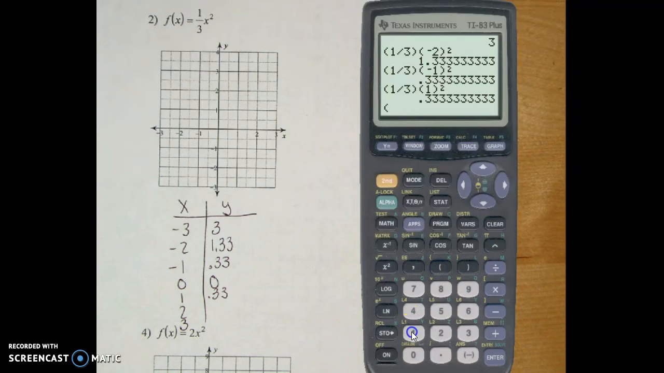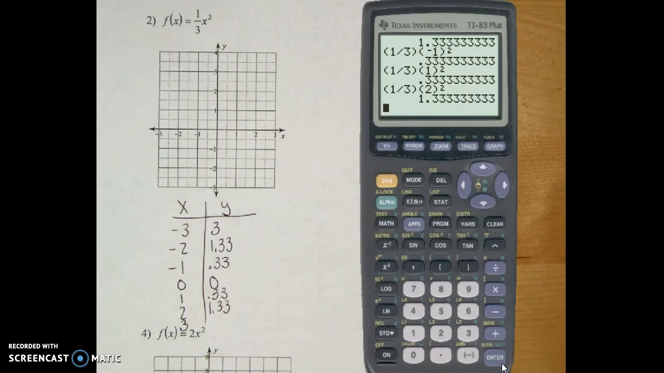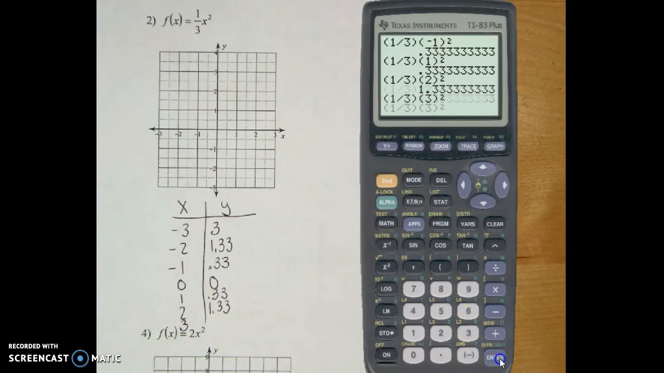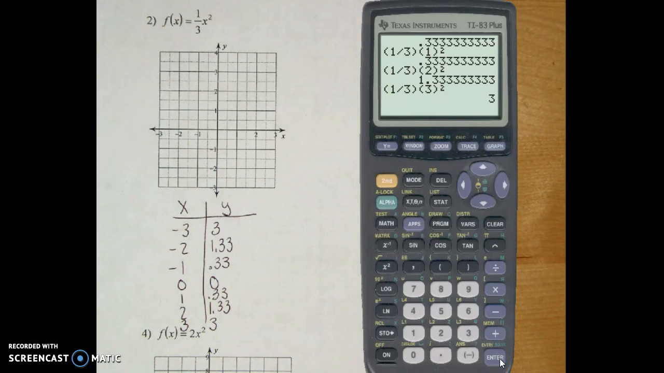I'm almost done. 1/3 times 2 squared is 1.33. And 1/3 times 3 squared. There we go, 3. Okay, so all of these will be on the graph.